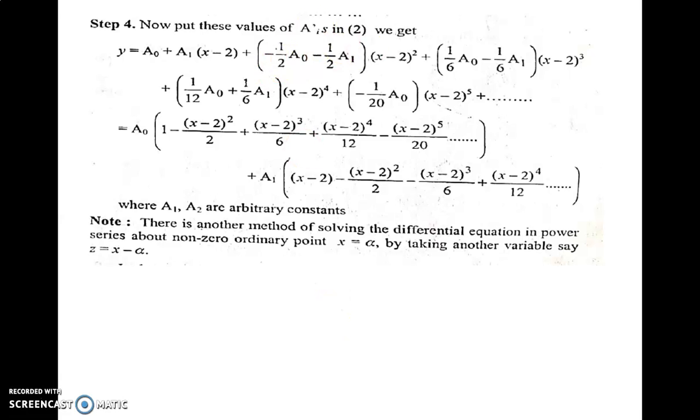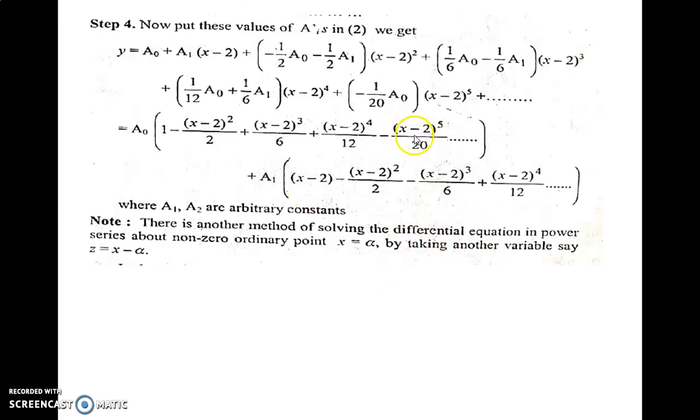Okay students, after that put all these values in our main solution, a0 plus a1 (x minus 2). We don't have to put the values of a0 and a1 because we get all the values in terms of a0 and a1. So we have put the value of a2, then a3, then a4, then a5 and so on. Then you take a0 outside in one bracket and from another you have taken a1. So this is the solution.